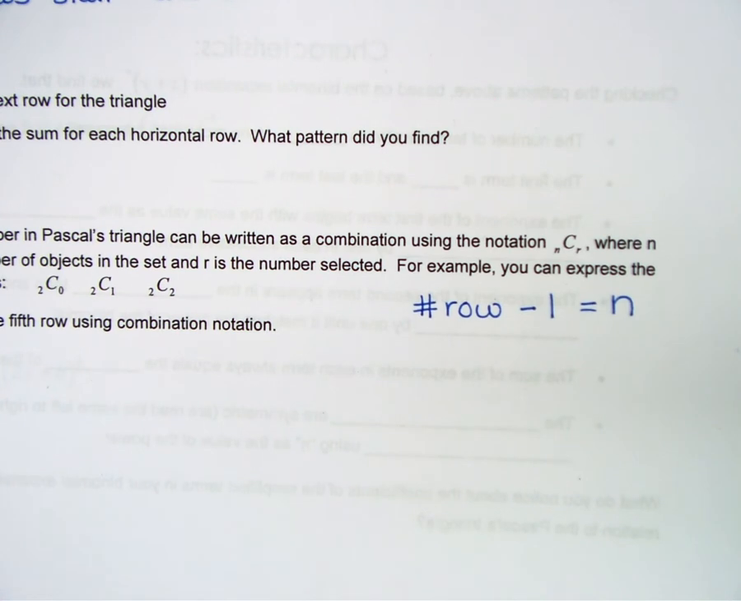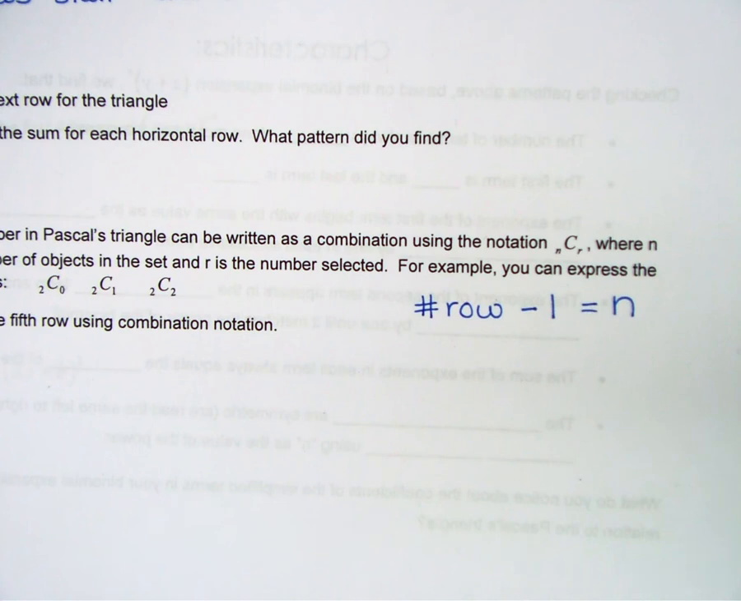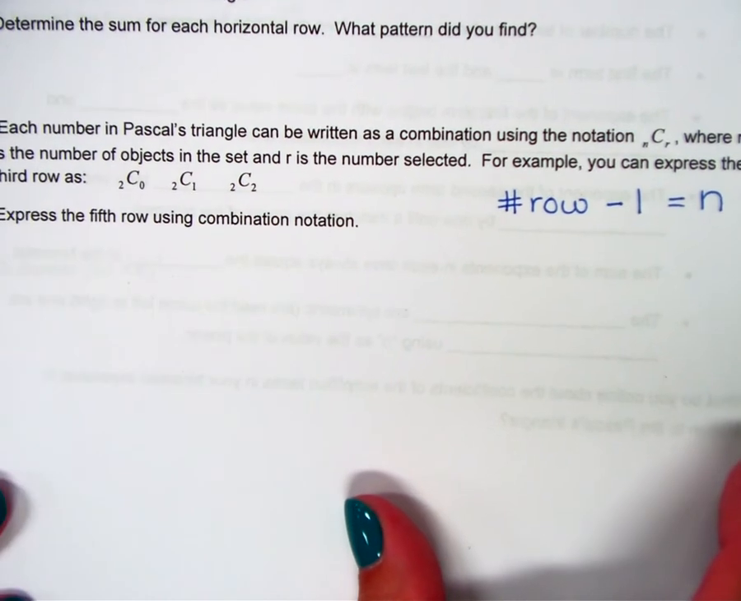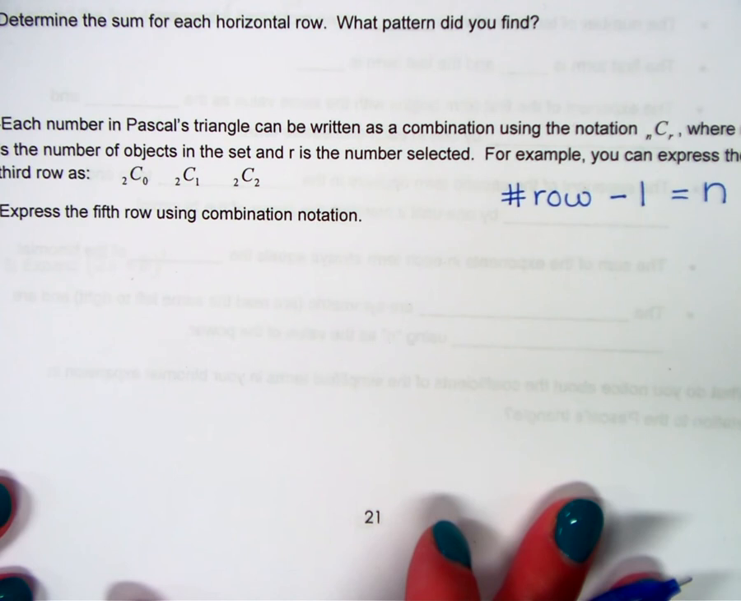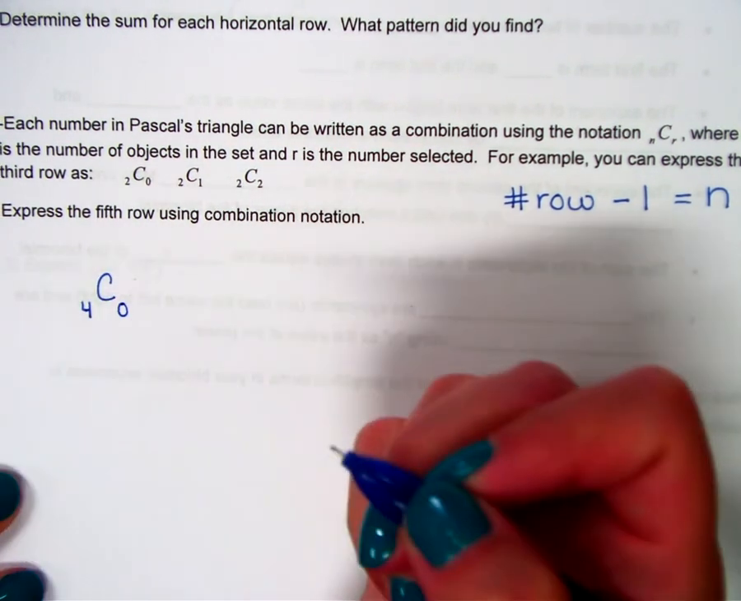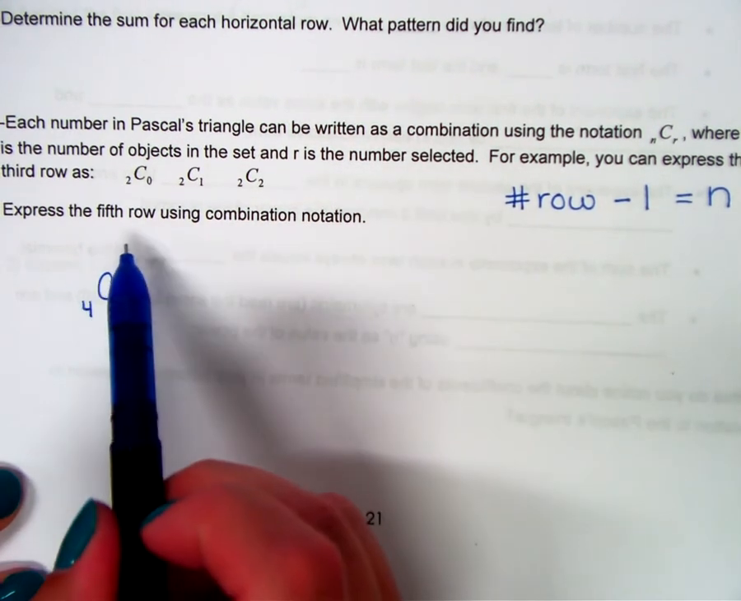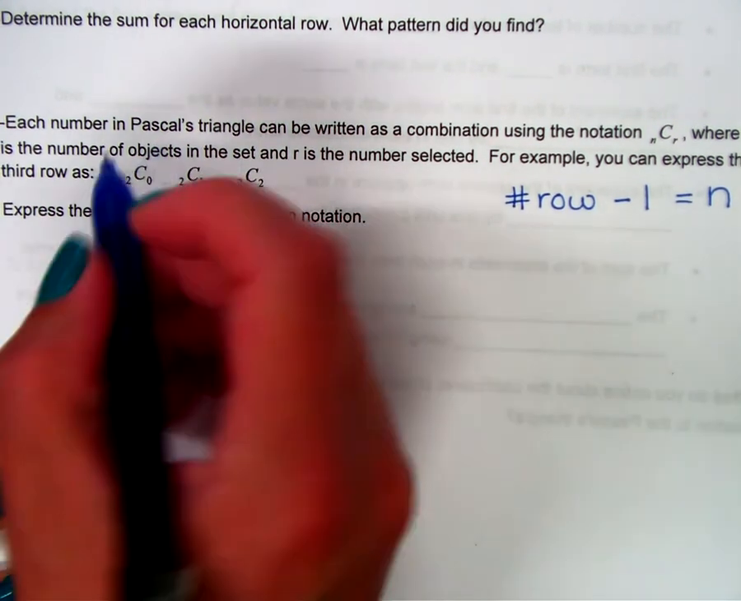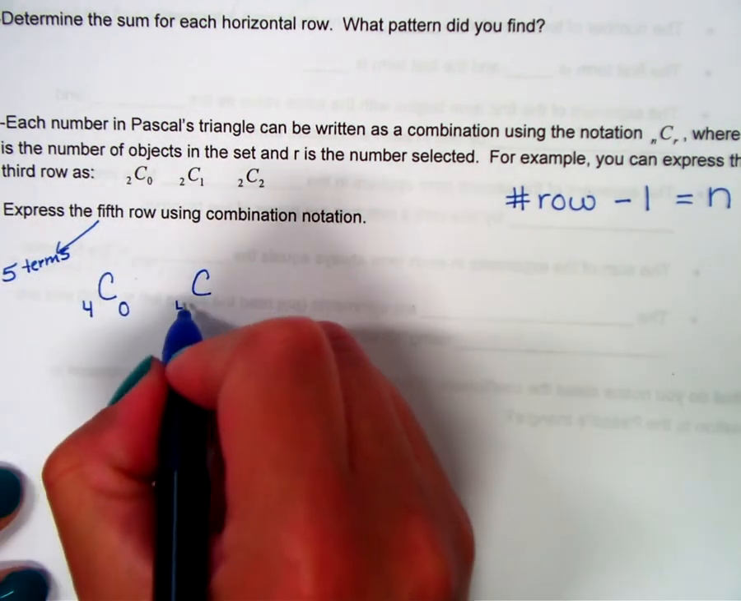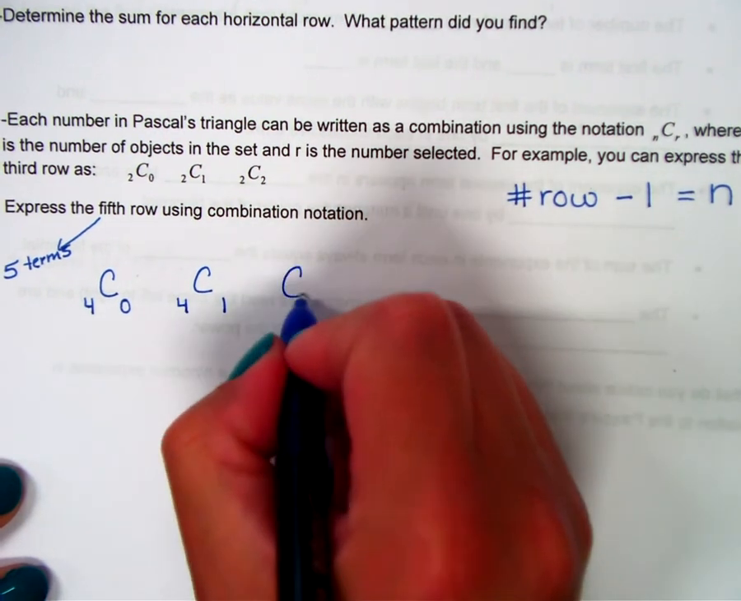So if we're looking for the first row, or sorry, not the first row, that's kind of silly. If we're looking for the 10th row, we would start our combinations with n of 9. Okay? So let's express the fifth row using combination notation. If it's the fifth row, what would we start with? 4. So it would be 4 choose 0. How many terms do we expect in the fifth row? 5. And then we'd have 4 choose 1, 4 choose 2.